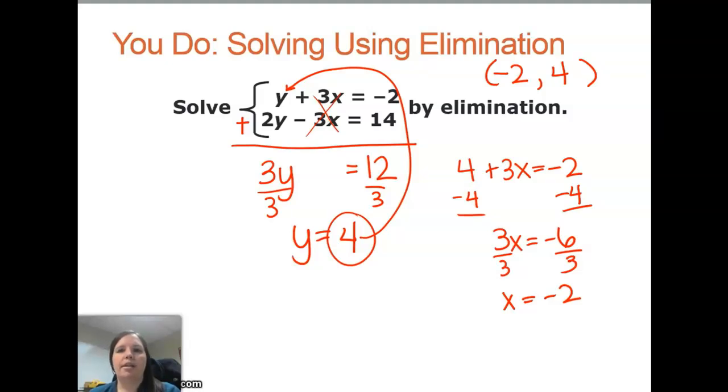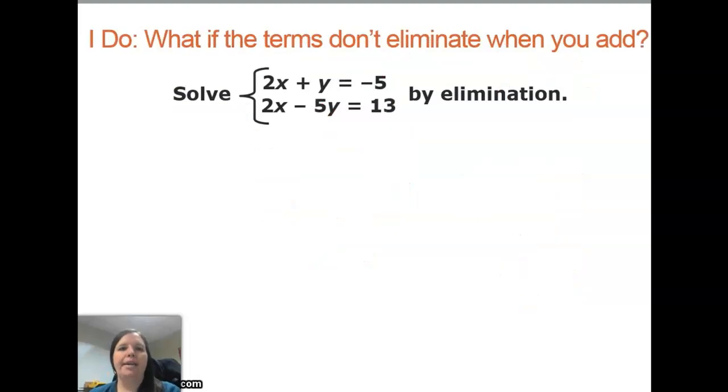Now how could I check that? Plug those values in, plug that in for x, plug that in for y, and you should be able to get true statements. Make sure you're plugging them in for the correct variables. All right, so elimination seems all nice and easy, and when you do your basic practice, it will be.